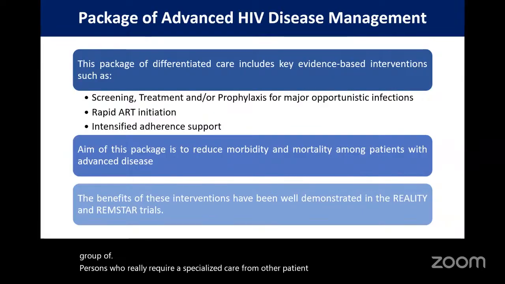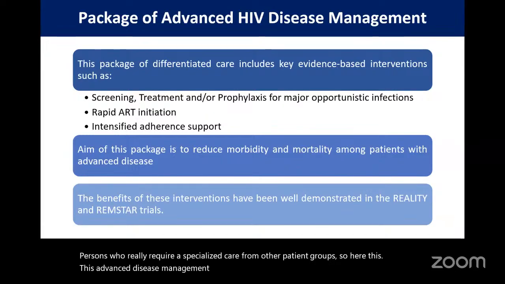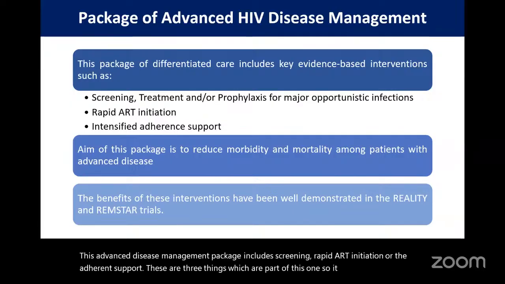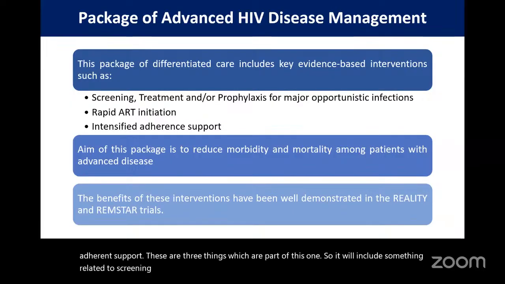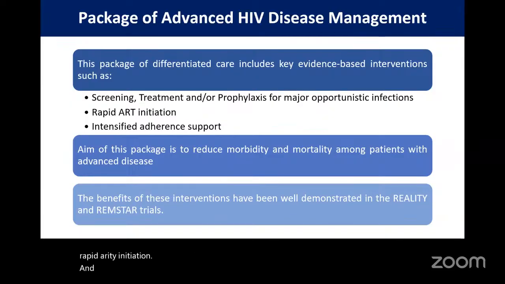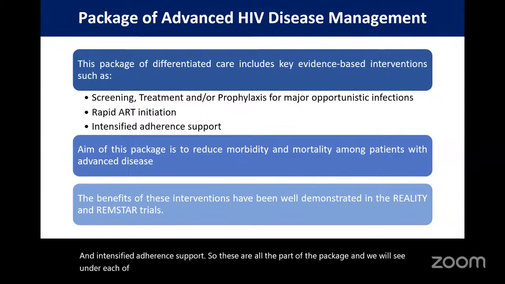So here, this advanced disease management package includes screening, rapid ART initiation, and adherence support. These are three things which are part of this one. So it will include something related to screening from opportunistic infections, treatment of them or prophylaxis for them, rapid ART initiation, and intensified adherence support. So these are all the part of the package, and we will see under each of this what are the subcomponents that we have. The aim is to reduce the mortality and morbidity that we are trying to analyze.